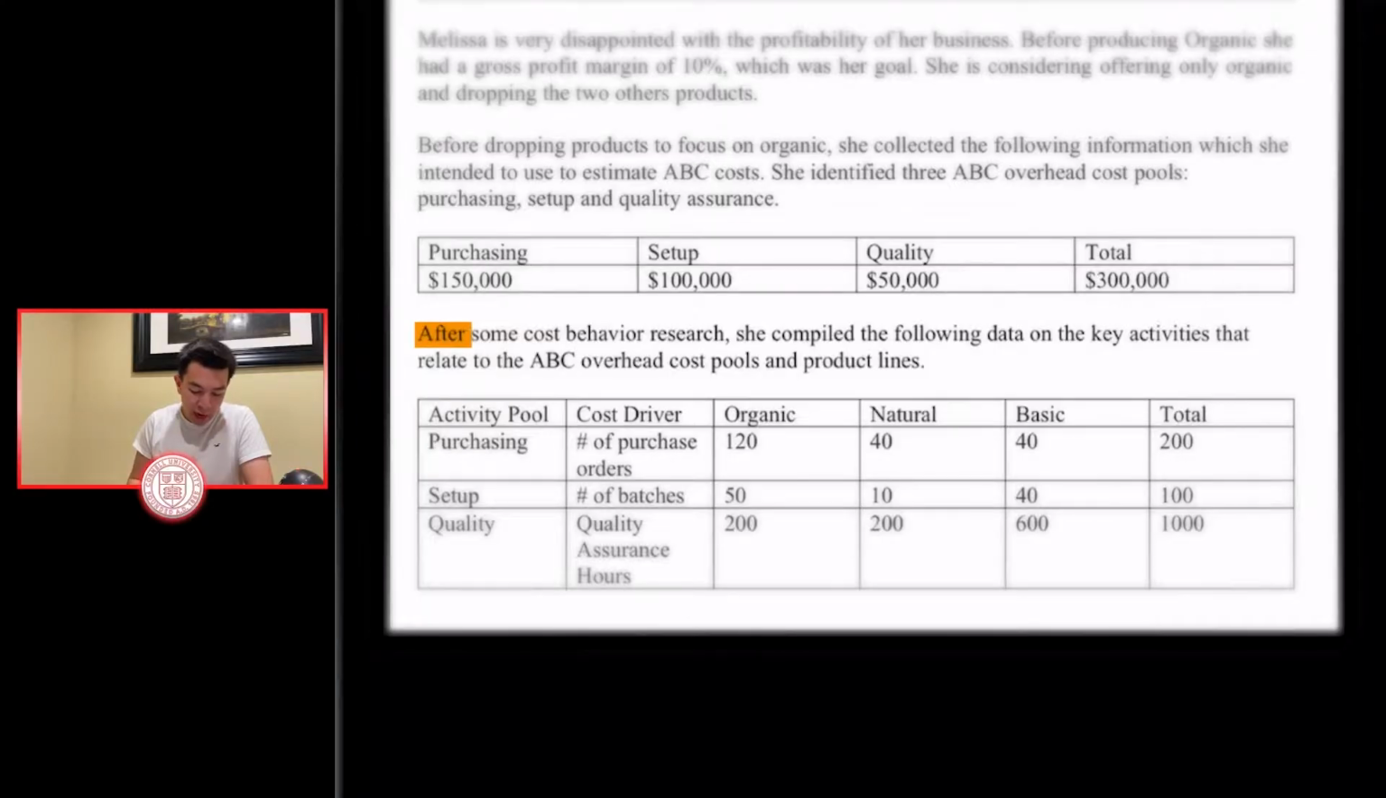So basically what she's doing now is she's breaking up her overhead costs into separate categories. By doing that, if you're doing it correctly, you should be able to make your costs more accurate. And maybe Melissa here can see that perhaps organic is more profitable than she thinks. Maybe she's just not allocating her overhead costs correctly. So after some cost behavior research, she compiled the following data on the key activities that relate to the ABC overhead cost pools and product lines. So for example, she finds out the amount of purchase orders for each division, and she finds out the number of batches and number of quality assurance hours for each division.